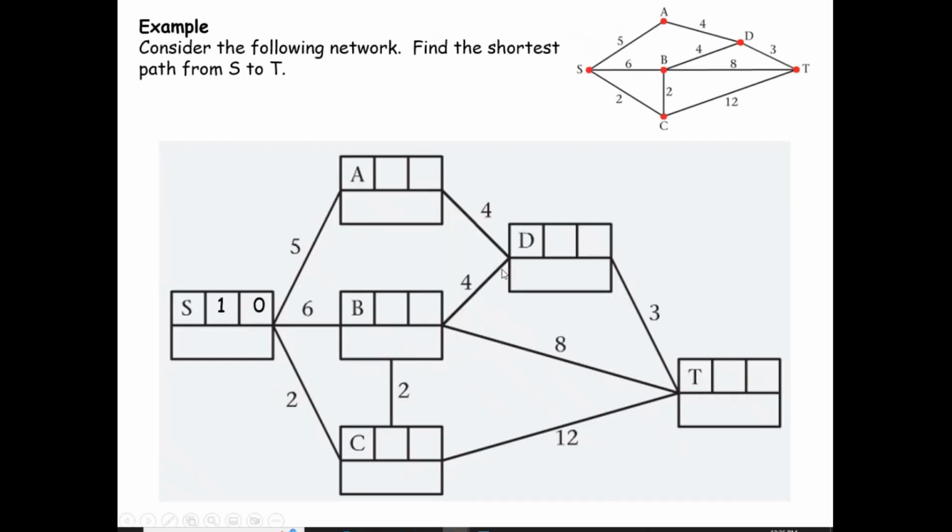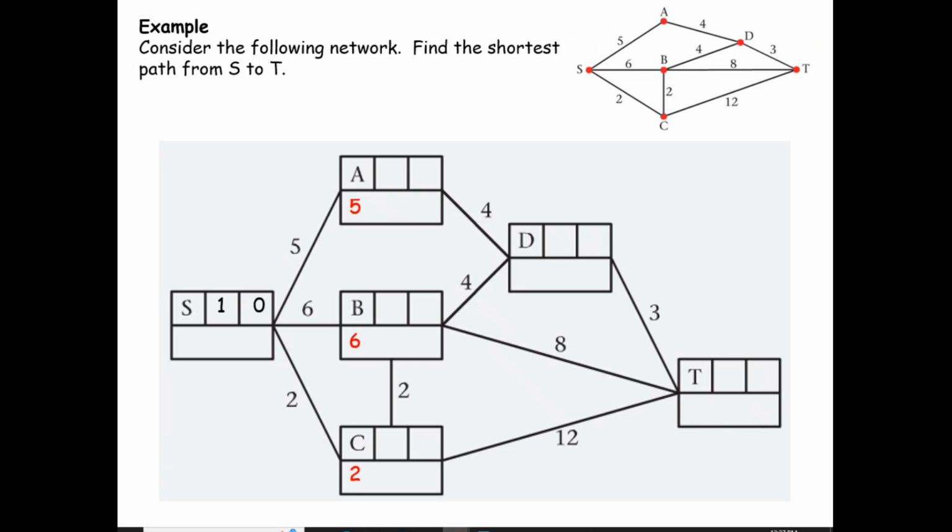So to start off Dijkstra's algorithm, to find the shortest path from S to T, you always label up your first node with a 1. That's the first node that you've added into your algorithm, and a 0 for your permanent label. So obviously it's a distance of 0 from itself. Look at every node connected up to this start node. So that's A, B, and C, the direct connections. And in the temporary labels underneath, you're going to put in the distance of those nodes from S. So you're going to put 5 under A, 6 under B, and 2 under C.